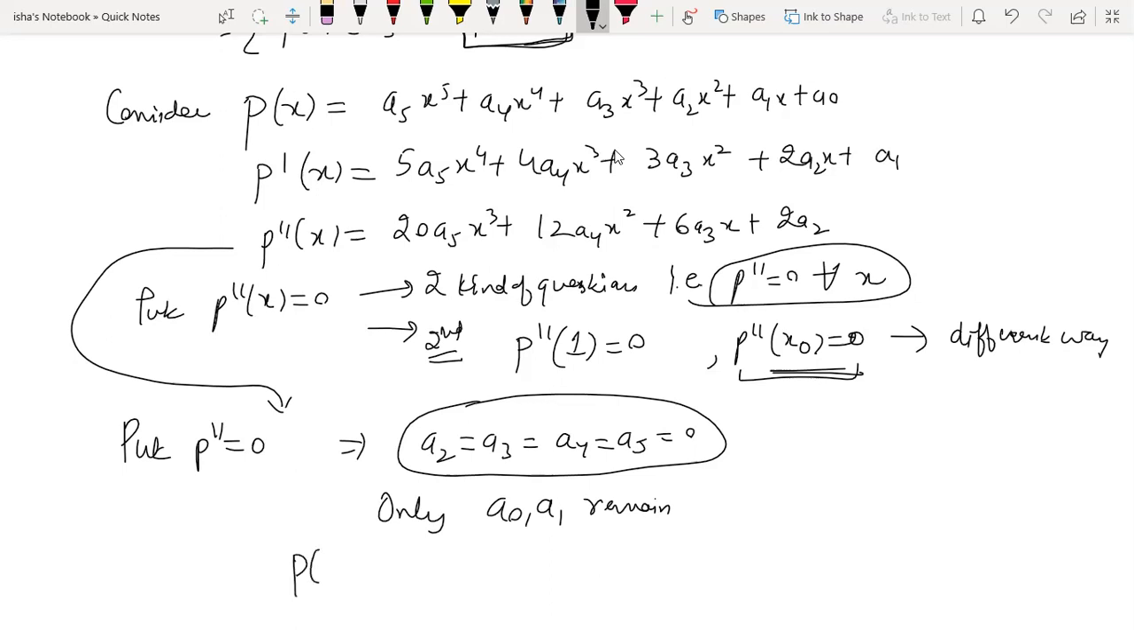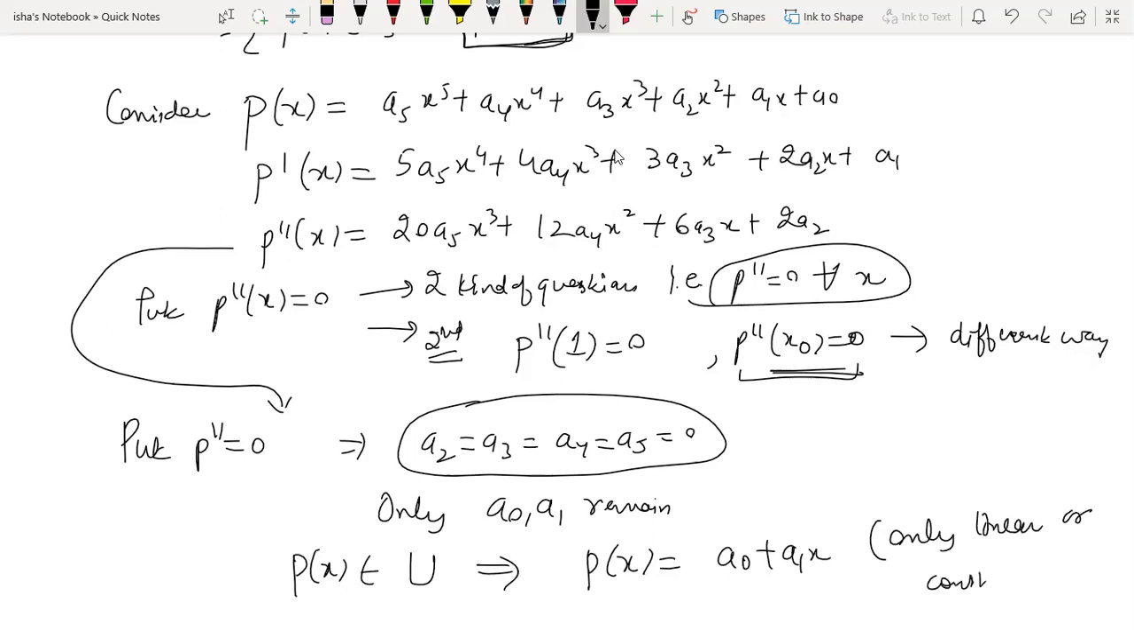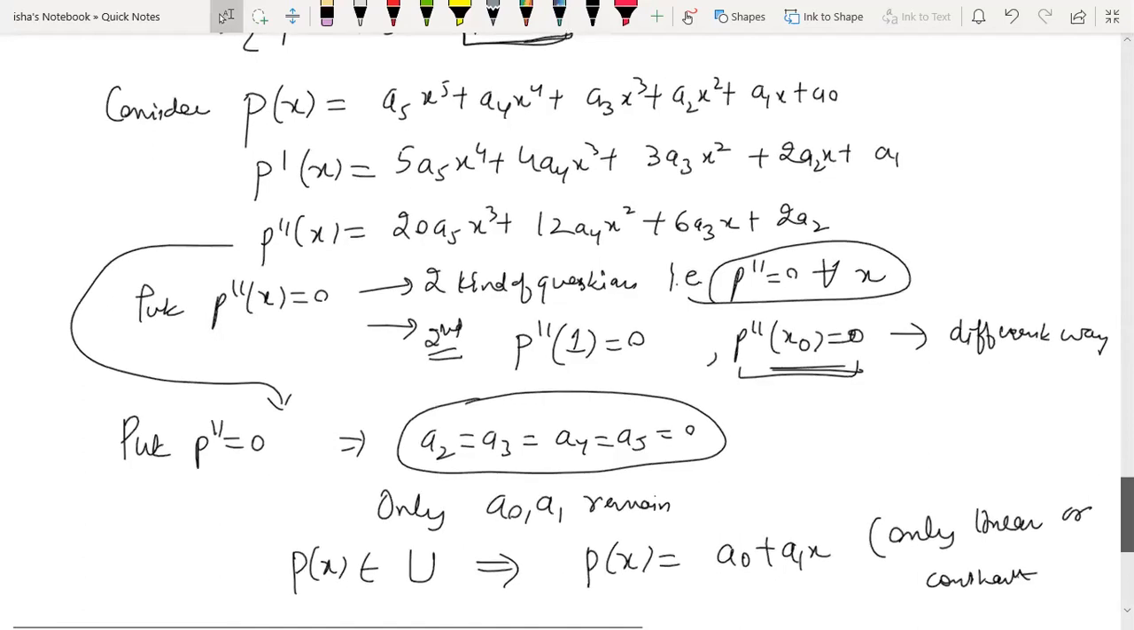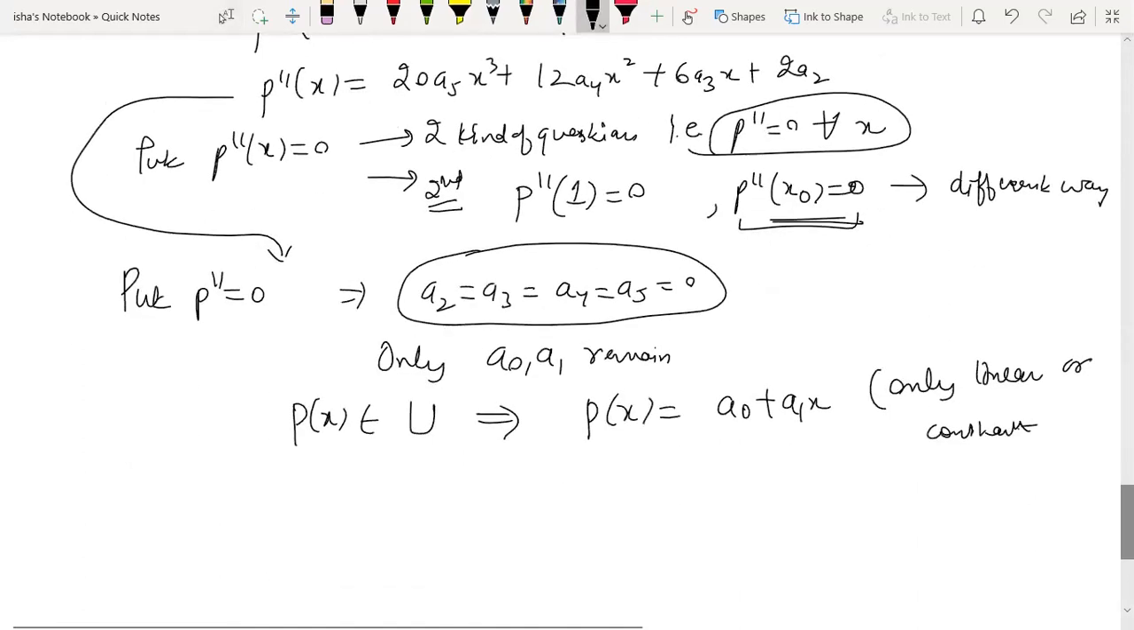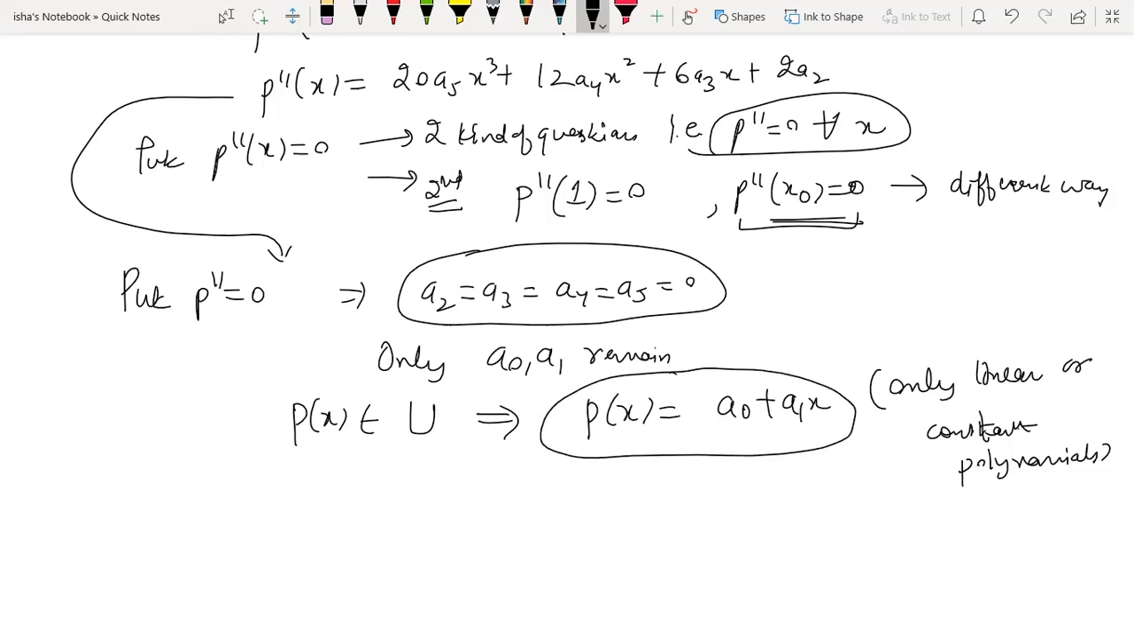So therefore, Px belonging to this vector space U implies what kind of polynomial it is? It is a0 plus a1x, only linear or constant polynomial, because a1 can be 0 also, that's an additional thing, but it can be non-zero also. So only linear or constant polynomials are there in the subspace U. Okay, so this is the element of U.